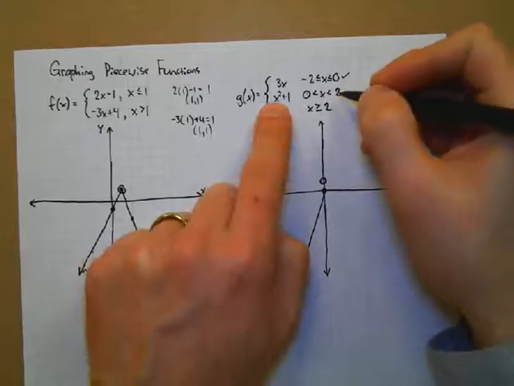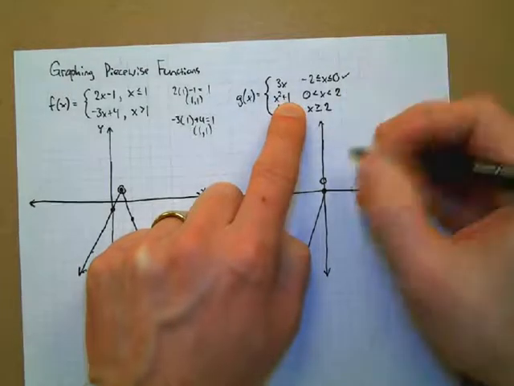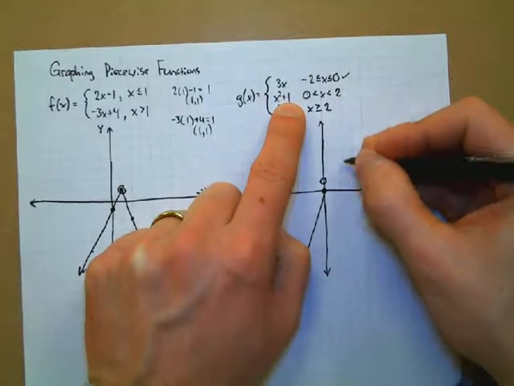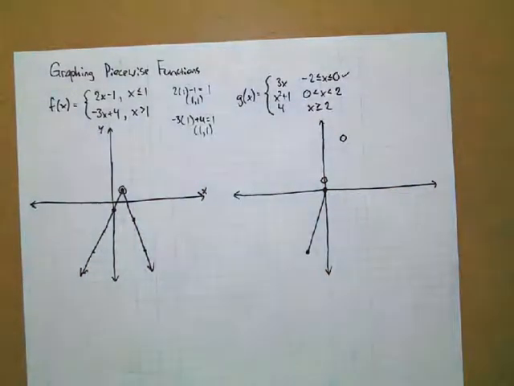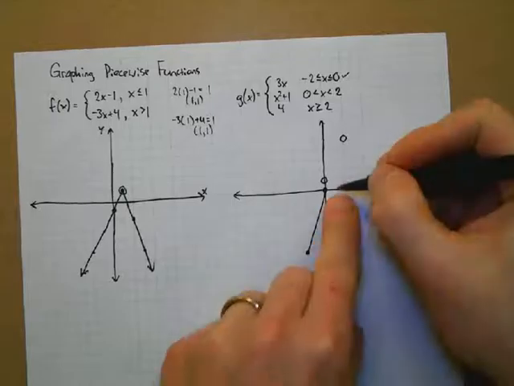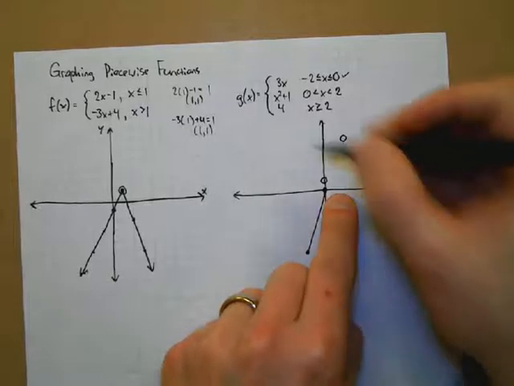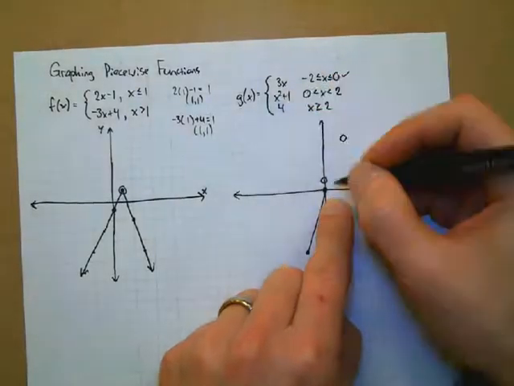Okay, and then last but not least, for x values greater than or equal to 2, we're going to just have a y value of 4. So we have the point 2, 1, 2, 3, 4, and then every x value after that is just going to have a y value of 4. So it'll be a nice horizontal line on out like that. And there's our piecewise function.